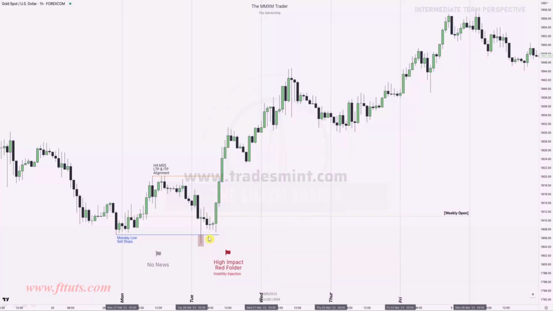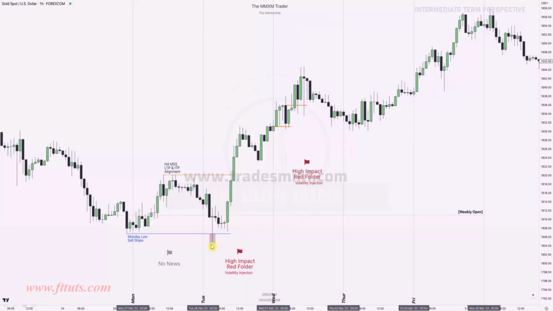Sell stops have been liquidated, order pairing has happened. Tuesday, move up. Now Wednesday, we've got another high impact red folder, so we can assume more volatility is coming into the marketplace. We can see this happening over here, right? We have this bullish order block supporting price to continue up higher.